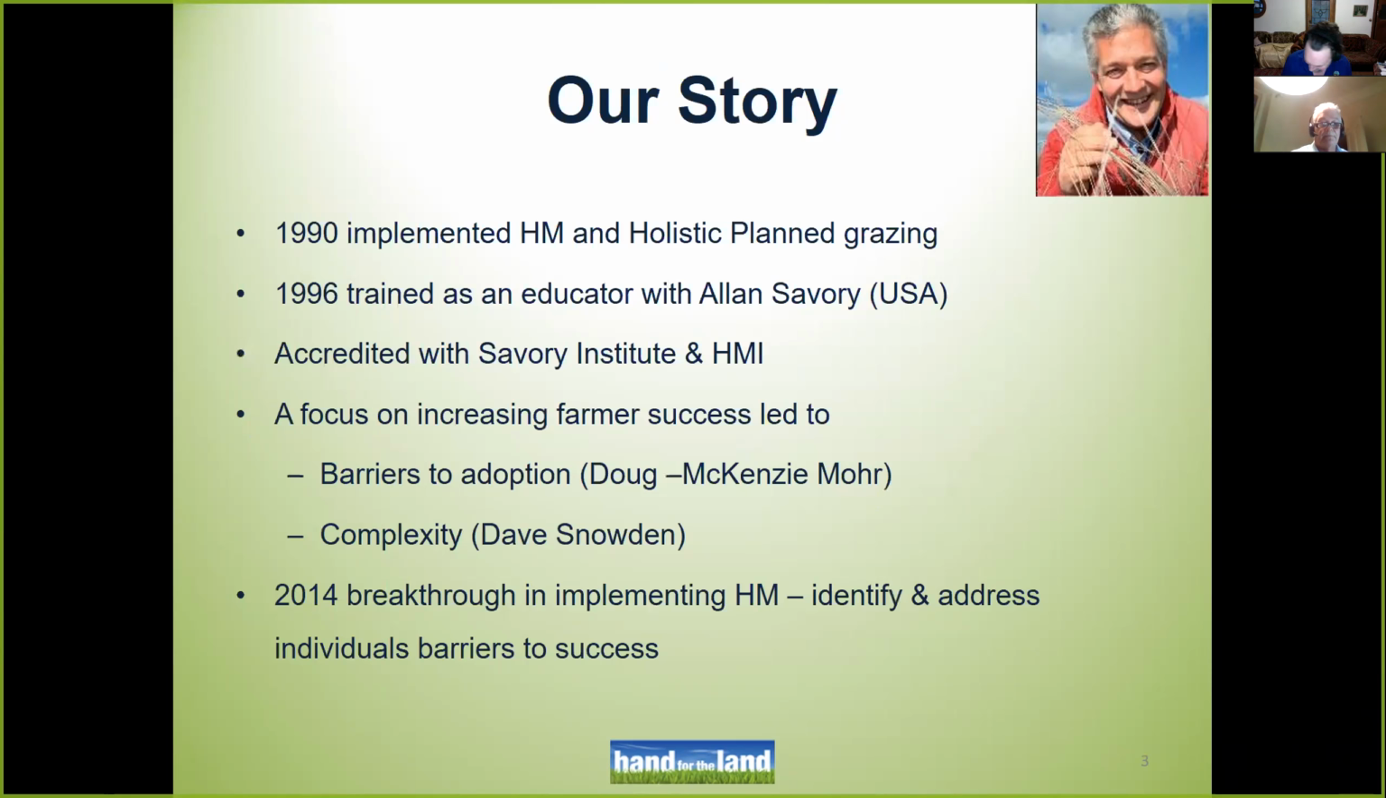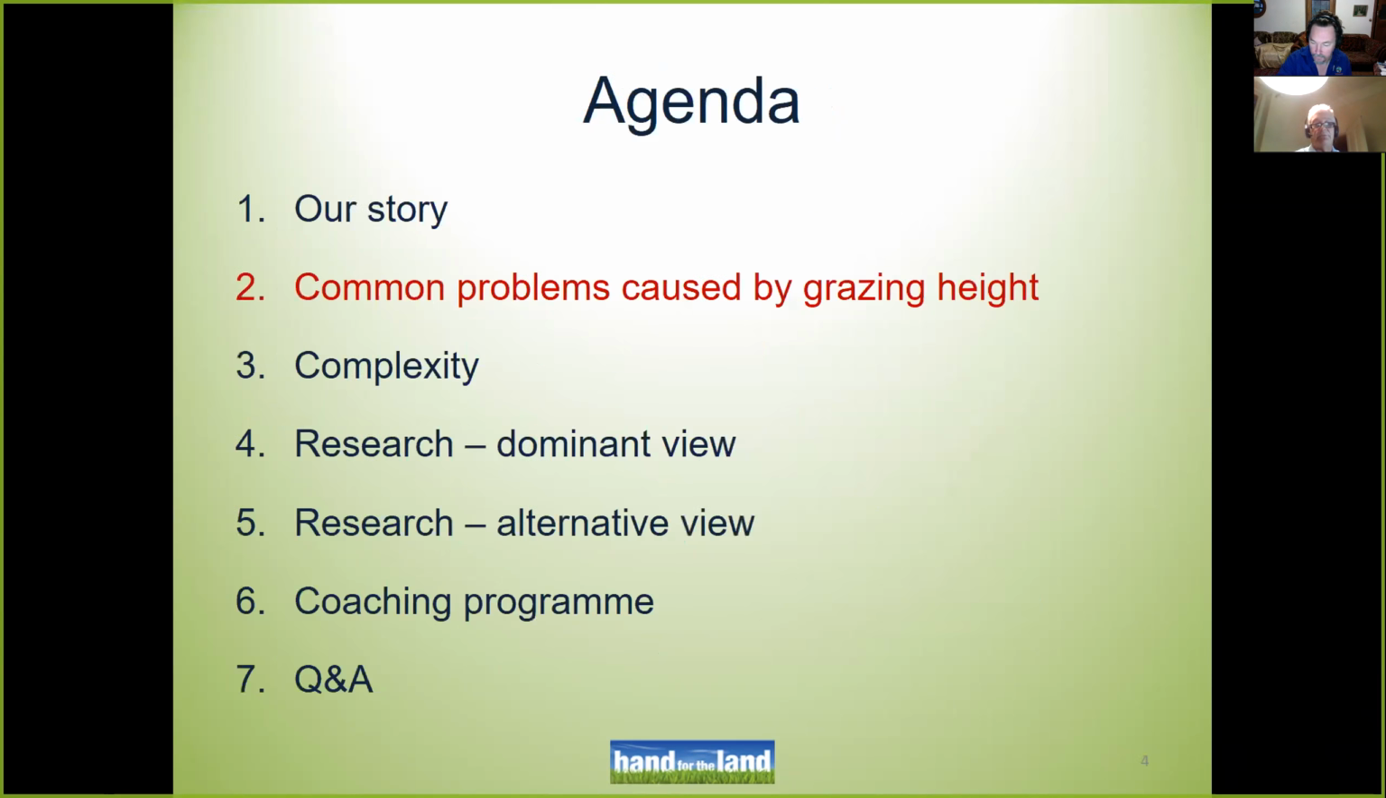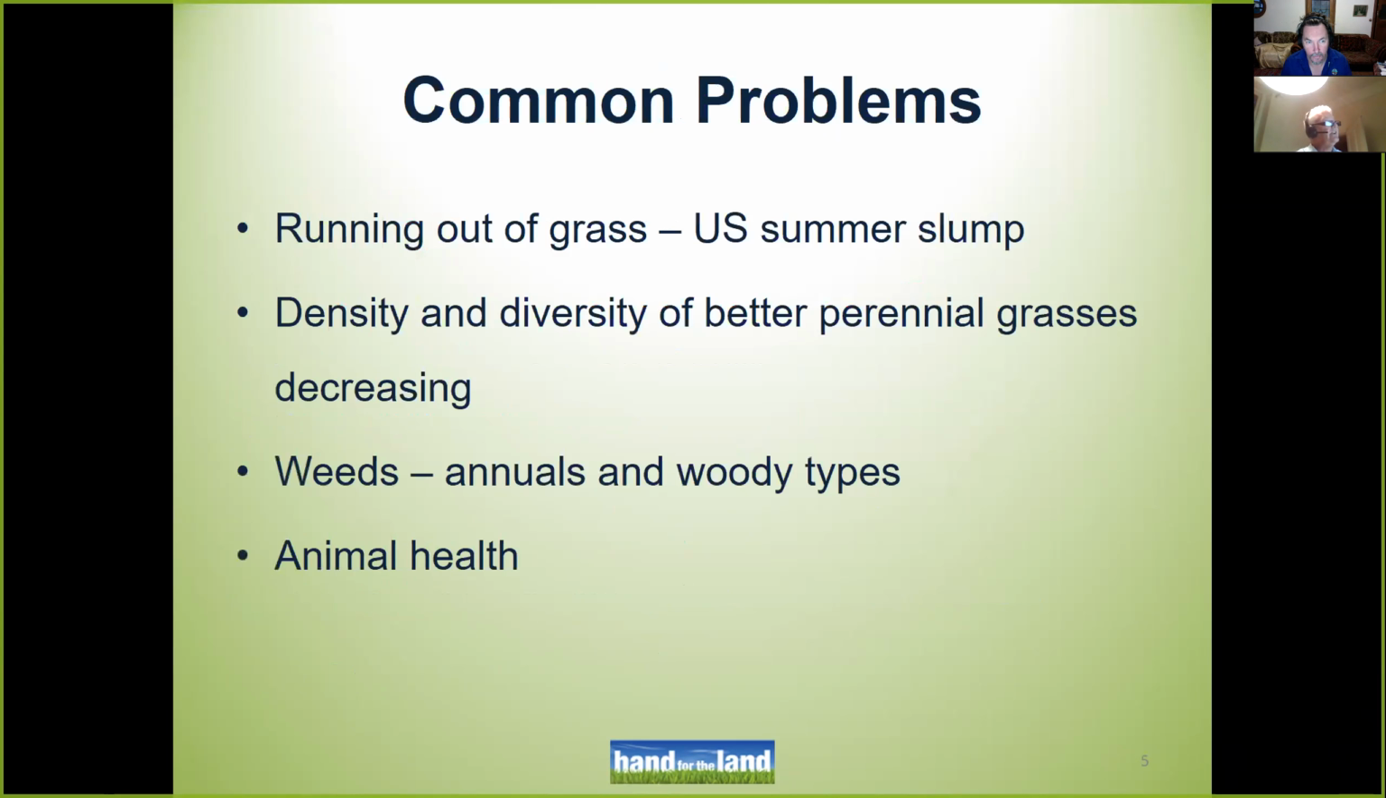Since then we've been having a breakthrough in helping people implement. Some of the problems are around grazing height and utilization. What we see is people running out of grass, and it's quite confusing for people. Let's say you have high utilization and low utilization. If you only take the tops off the grass, how can you run out of grass? That was a common question.